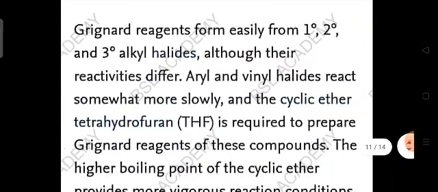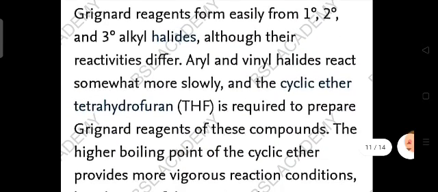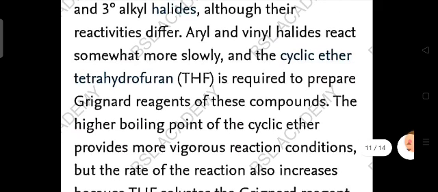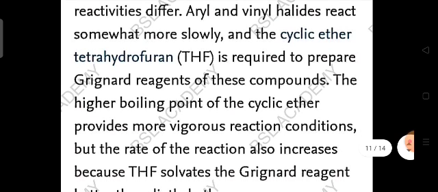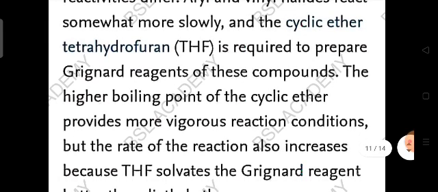So Grignard reagent forms easily from 1 degree, 2 degree and 3 degree alkyl halides, although their reactivities differ, but it is formed easily. Aryl and vinyl halides react somewhat more slowly, and the cyclic ether tetrahydrofuran is required to prepare their Grignard reagent. So this is important, that cyclic ether tetrahydrofuran is needed for the preparation of Grignard reagent compound.